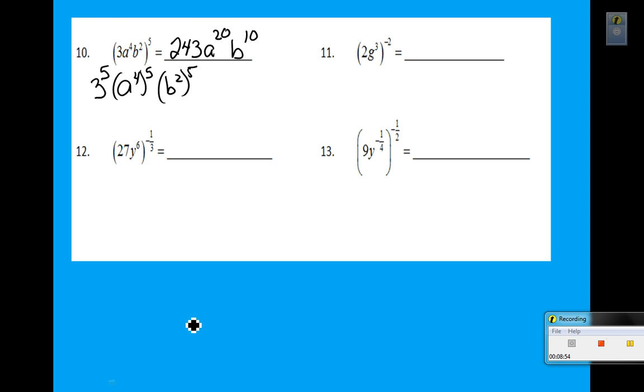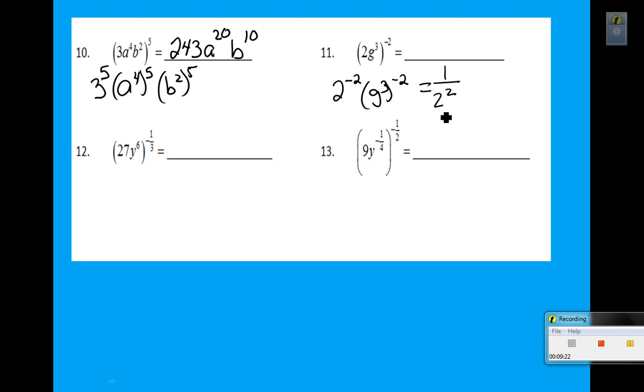Now, number 11's got a little trick to it, as does number 12. I need to take 2 to the negative 2nd and g to the 3rd to the negative 2nd. Here's what this is going to become. To get rid of this negative exponent, I'm going to think of this as 1 over 2 squared.